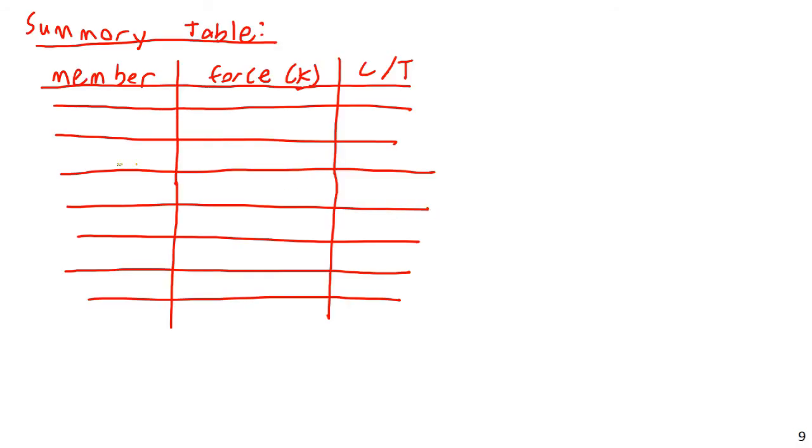So I'm going to go back here and I'm going to say member AC and member CD. Now it's not always necessary to create one of these tables, but I thought it might be nice. So this will be 12.5 kips. I just need to write 12.5. I already have my unit designated up there. And CD would be 10. And AC is going to be in compression and CD in tension.